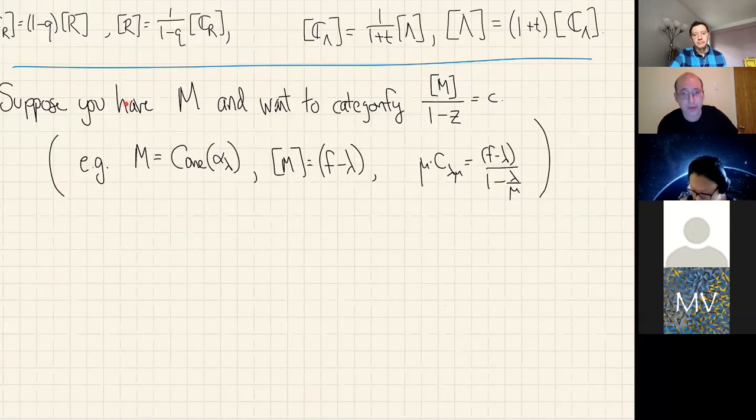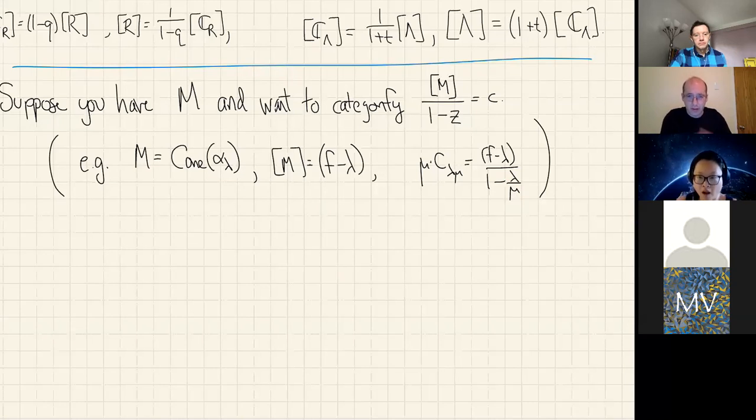Okay, I'm just recording these ideas up top. And now I'm going to head to the setting of a question. We wanted to categorify F minus Λ over C minus Λ. Or in other words, after normalizing a little bit, we wanted to categorify F minus Λ over 1 minus Λ over μ.